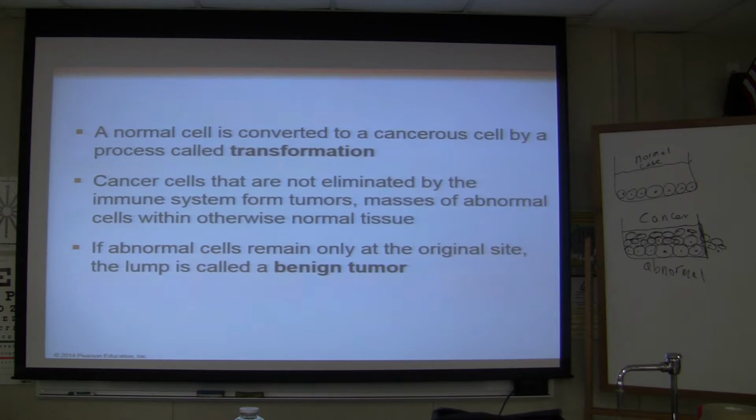A normal cell is converted to cancer cells by a process called transformation. And what causes transformation is up for grabs. It's a lot of debate. Sunlight, changes of DNA. Cancer cells that are not eliminated by the immune system form tumors, masses of abnormal cells within otherwise normal tissues. If abnormal cells remain only at the original site, the lump is called a benign tumor.